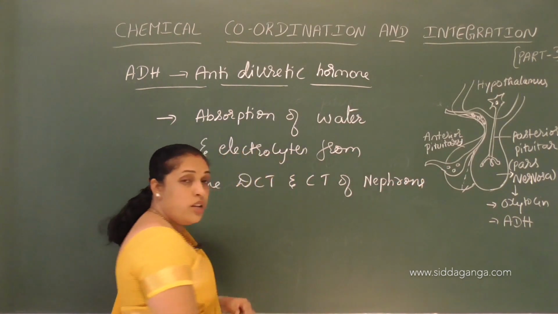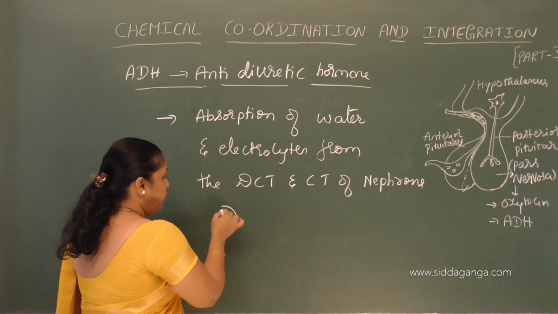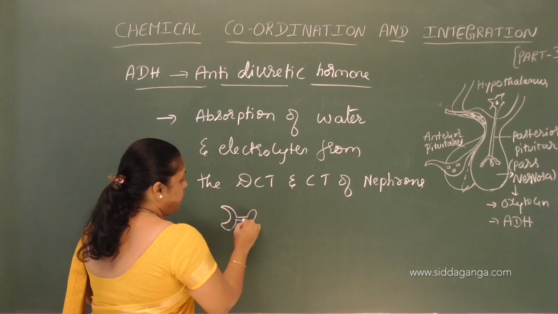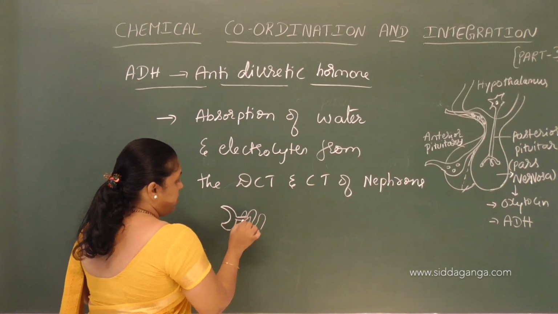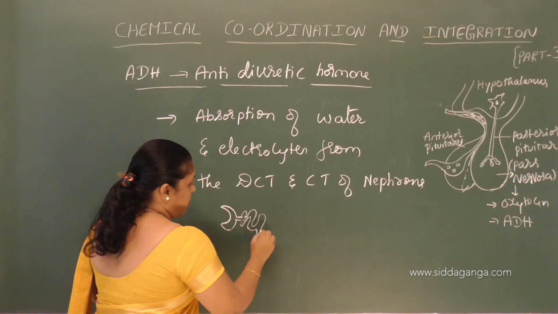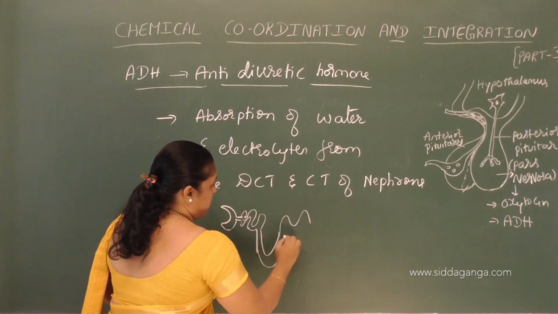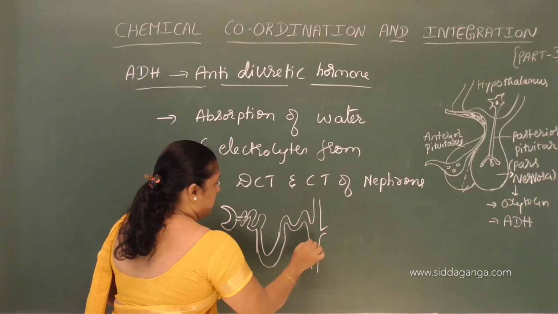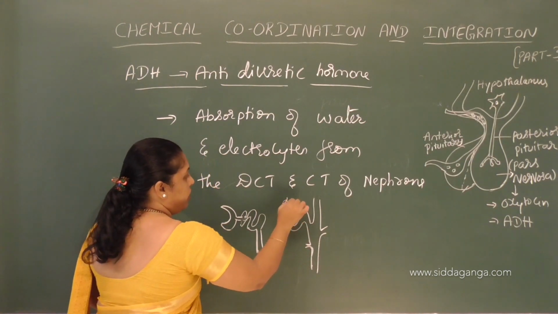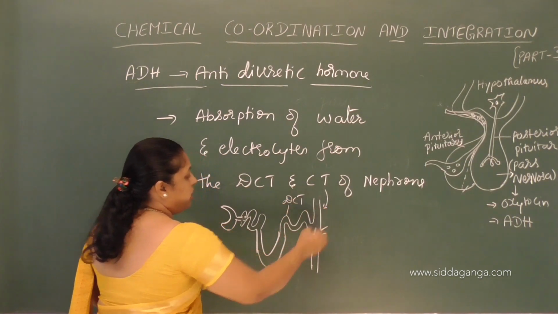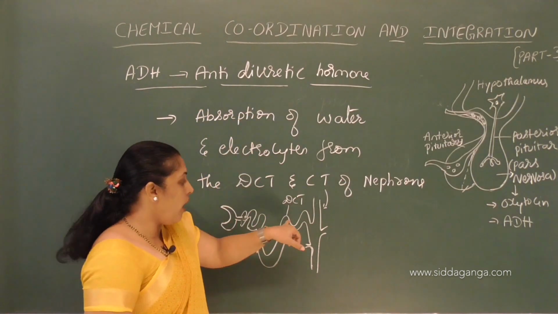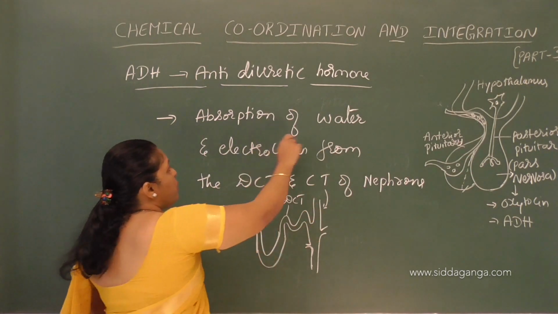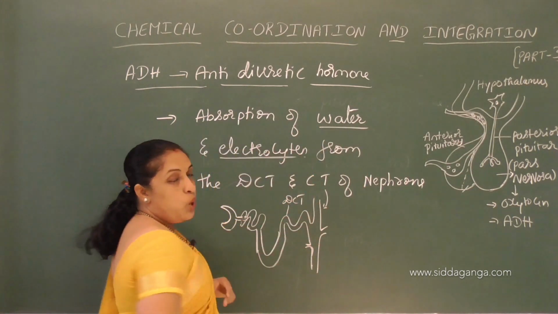or uriniferous tubules. So, have you studied this in the excretory system? So this is the distal convoluted tubule, this one is the collecting duct. This ADH mainly acts on distal convoluted tubules and collecting tubules for the absorption of water and electrolytes.